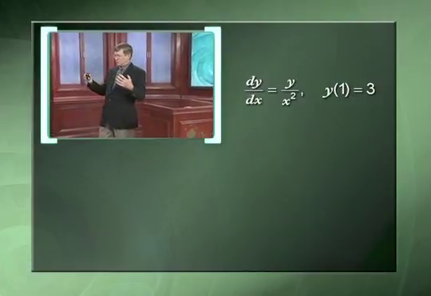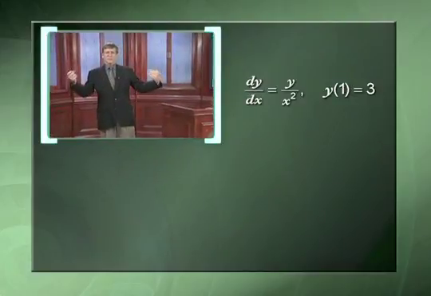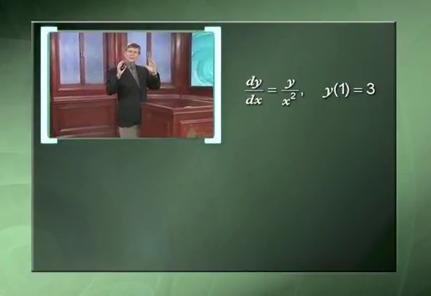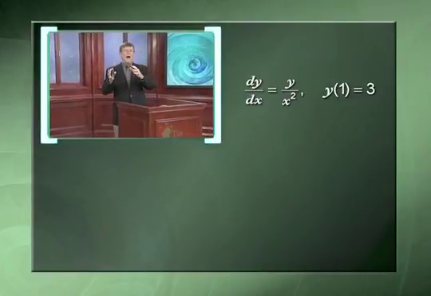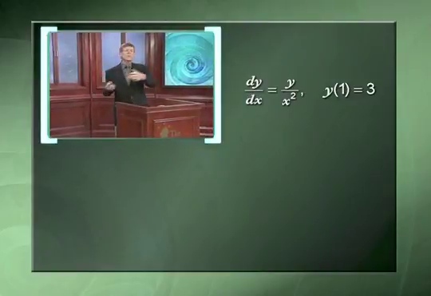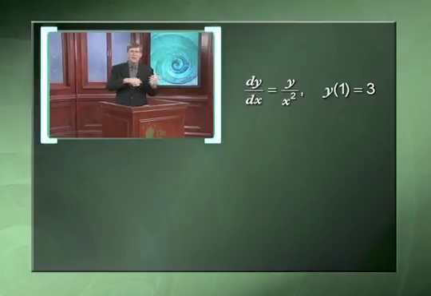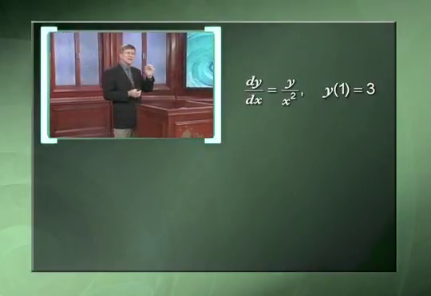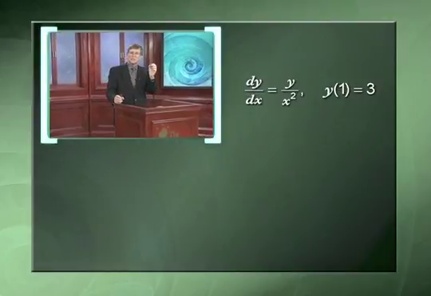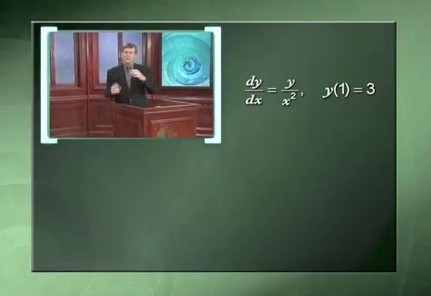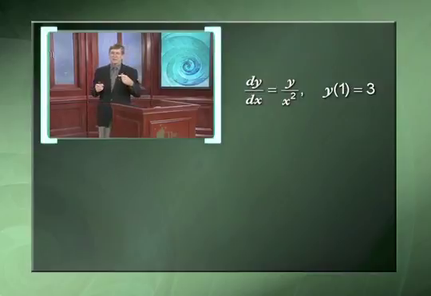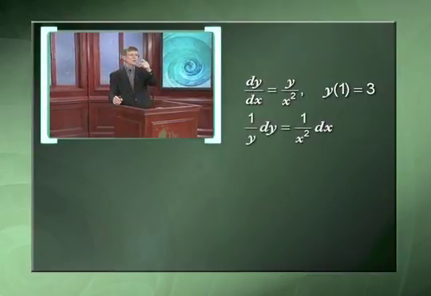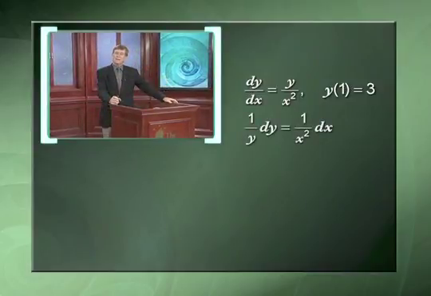It's exactly what it says. You separate the variables. You take all the y terms and move them over to one side of the equation, and you take all the x terms and move them to the other side. In particular, dx goes over to the other side. We're sort of using a differential notation here. And the y goes down into the denominator on the left side.